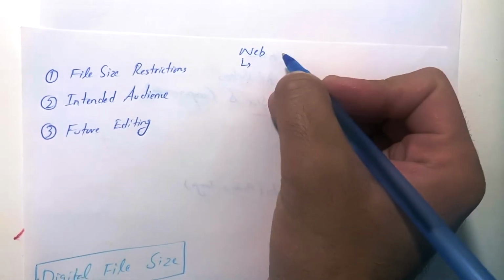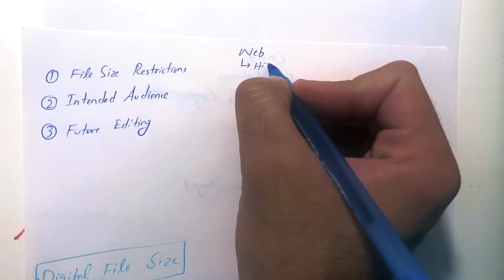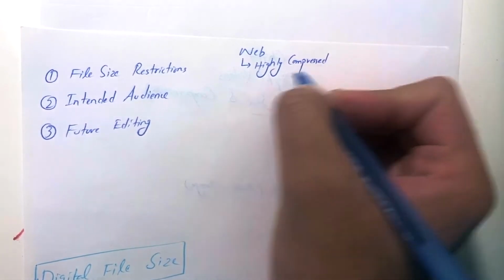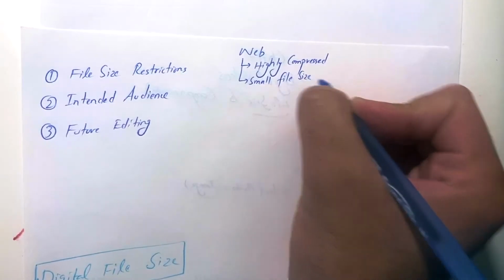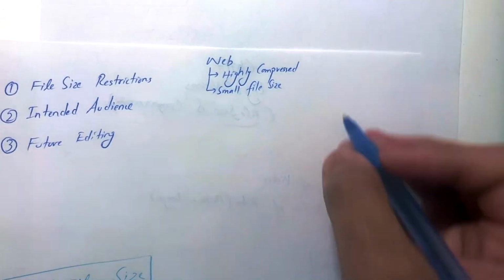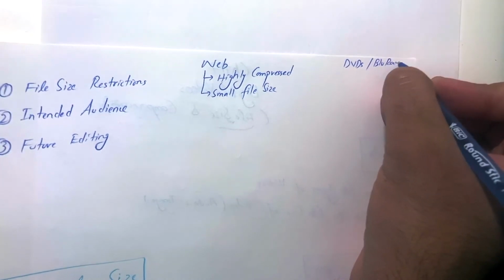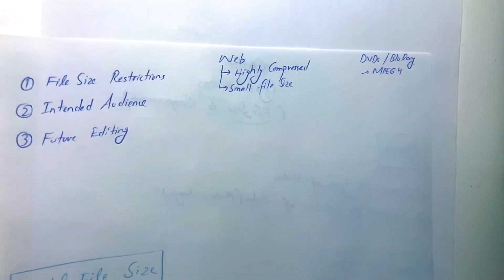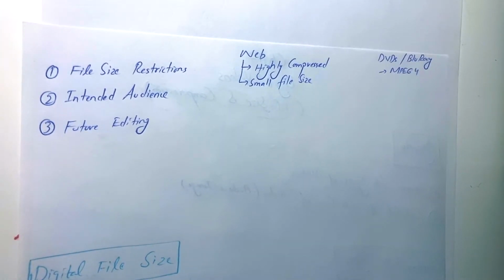For website, if you want to upload a video on the web, the most important thing is the file should be highly compressed. You should have a small file size. Similarly, if you are creating a video for DVDs, or for example Blu-ray, again you have to decide, as you know, we need to use MPEG 4, MP4, or MPEG 2, in fact, for DVDs and videos.